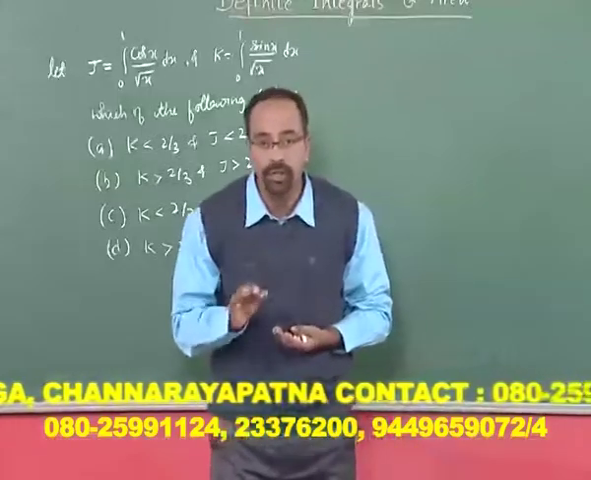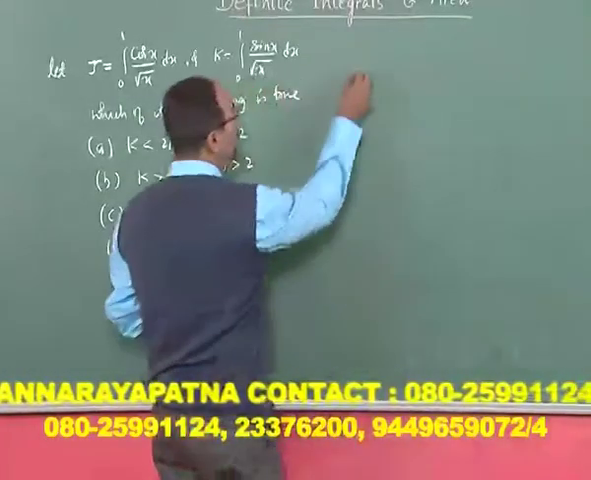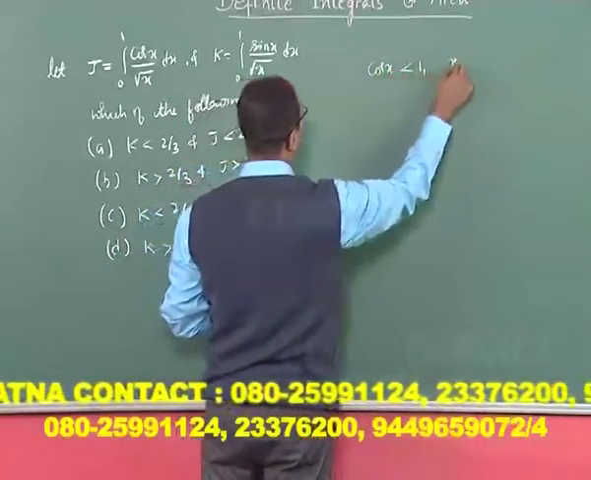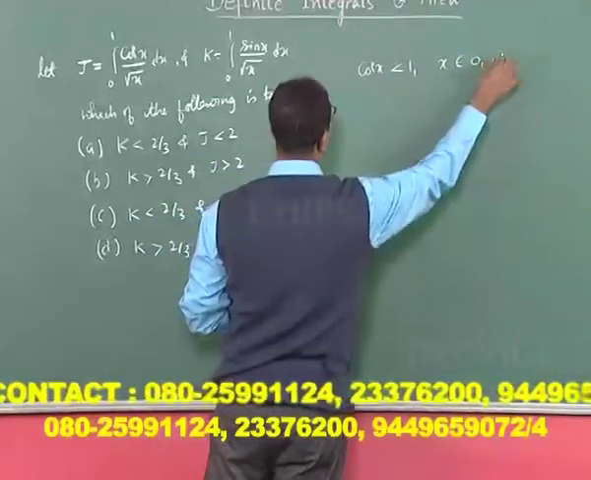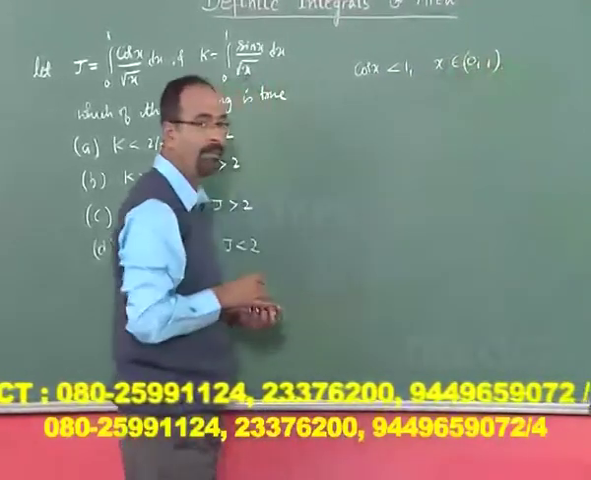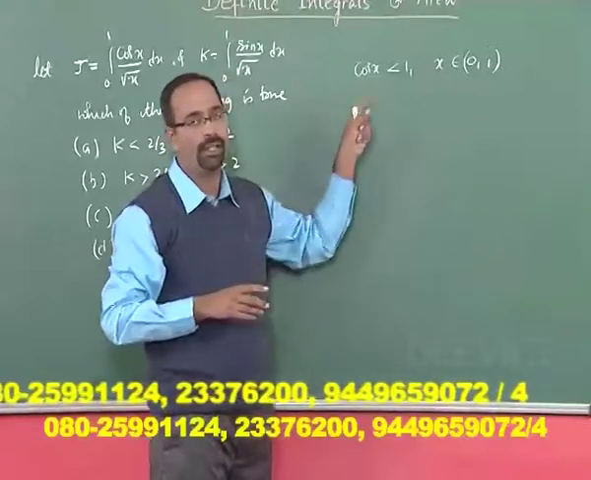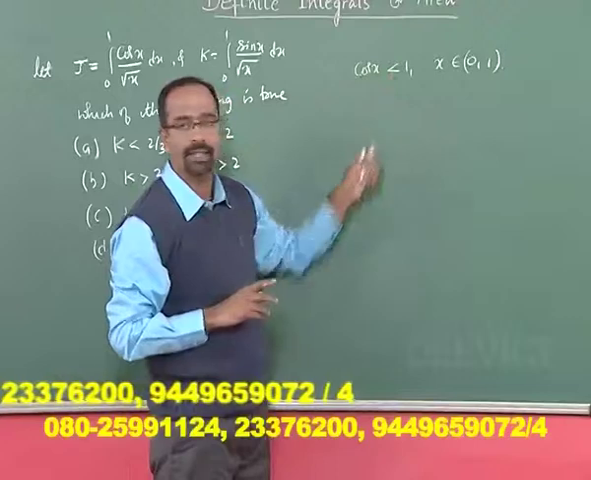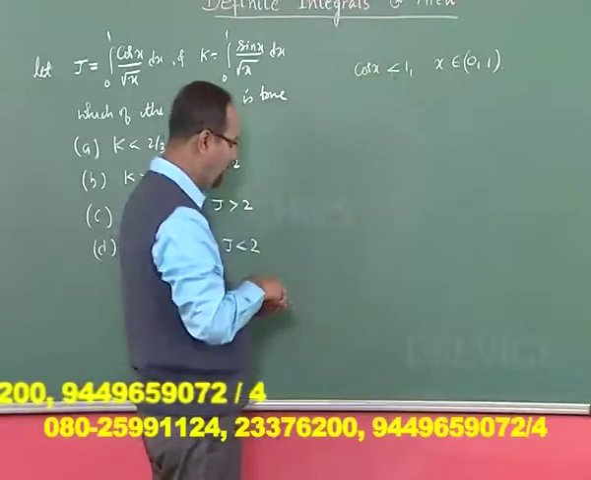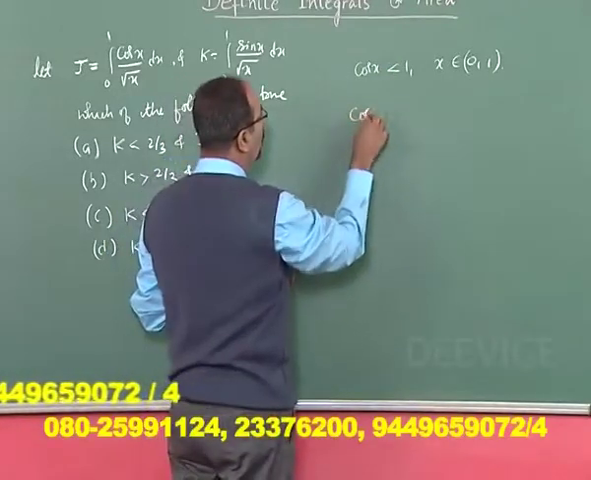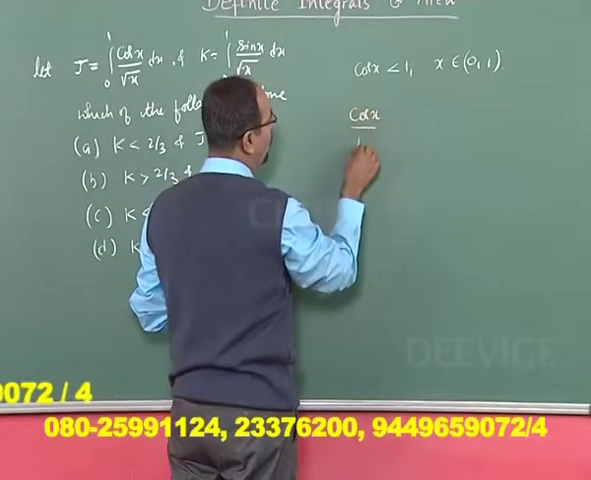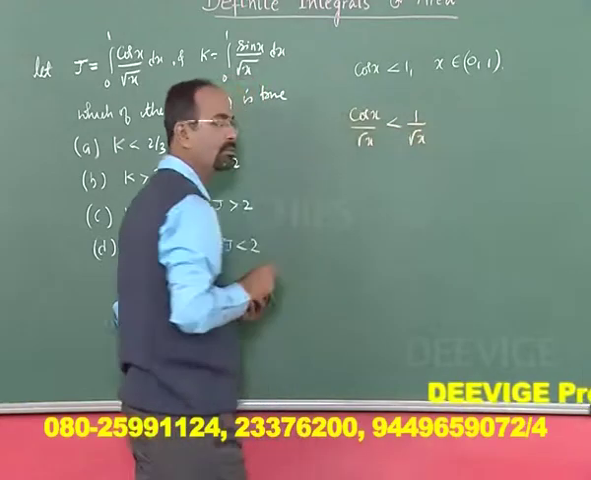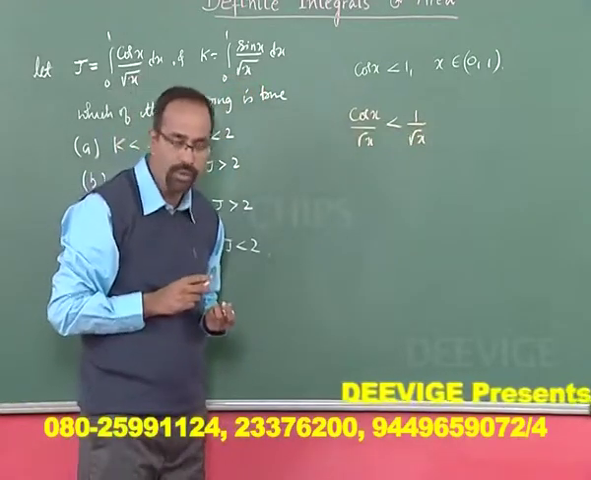Dear students, you must know that cos x is always less than 1 if x belongs to 0 to 1, if it is the open interval. If it is a closed interval, it is less than or equal to 1, and it is equal to 1 when x is equal to 0. Anyway, cos x is less than 1. Definitely cos x over root x is less than 1 by root x. You must have understood this.